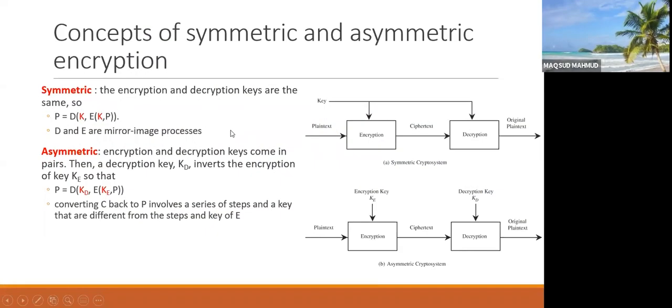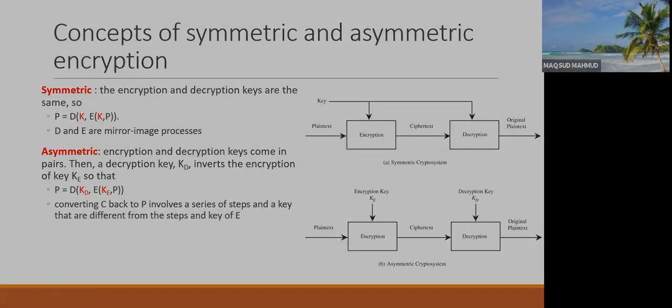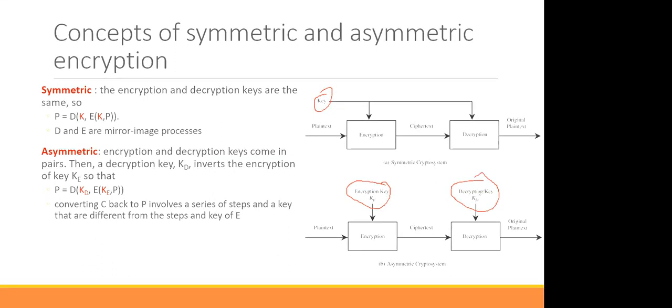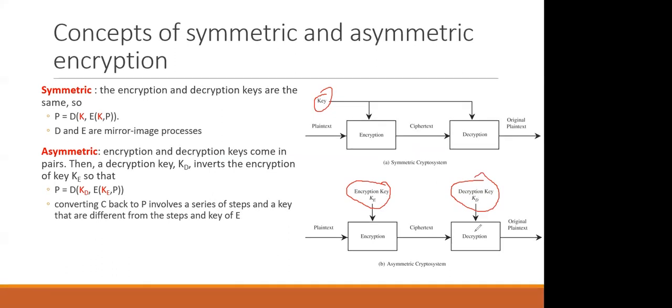Two systems. One is called symmetric cryptography, another is called asymmetric cryptography. The asymmetric has two keys. One for encryption, E for encryption, KE. So this key is for encryption and this key is for decryption over there, right? So they use two different keys, while here both are using the same key. This is the main difference between these two systems, right?